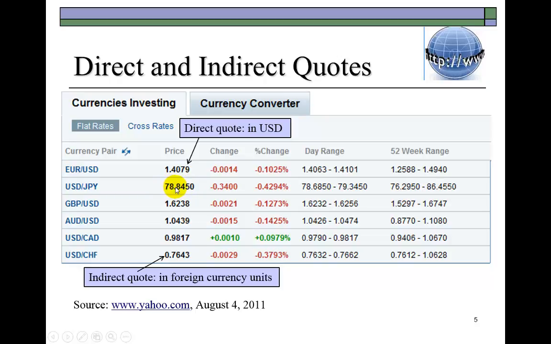Now in 2017, as of the time of this recording on February 2nd, 2017, it's going to be about 113 Japanese yen per dollar. So you can see that the dollar has strengthened as well. It's strengthened against the euro because as of now, it's going to be around $1.07 per euro.